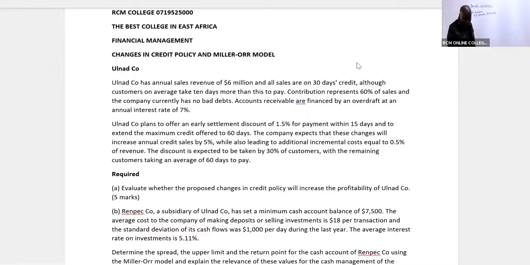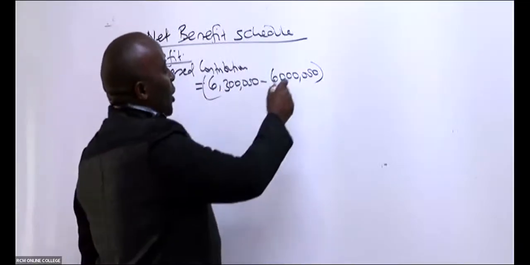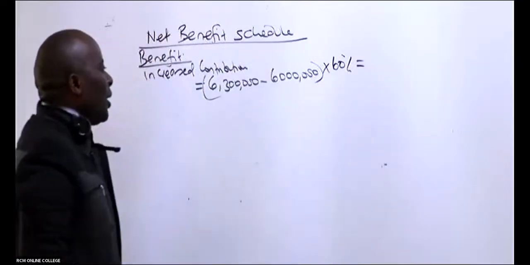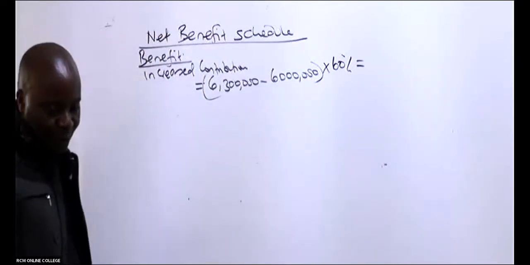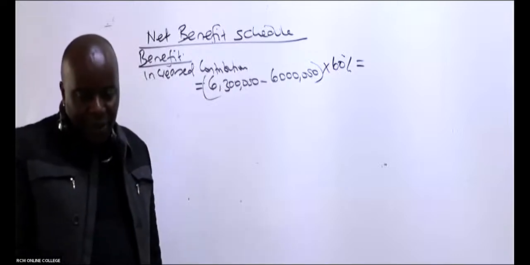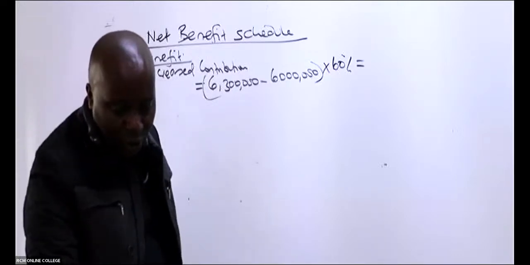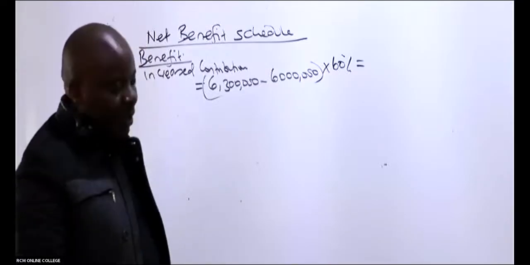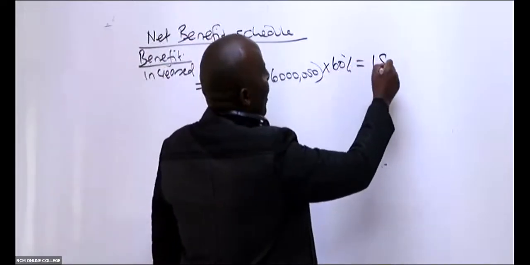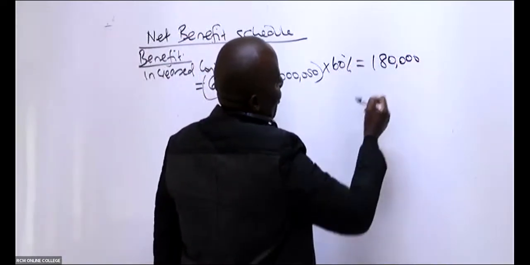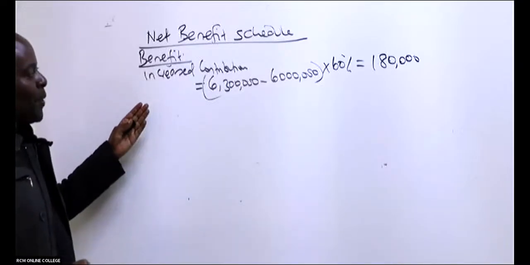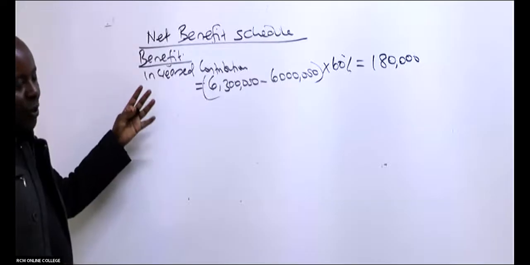So 60% of that increased sales. So times 60%. Then this will give me what figure, if you don't mind? The increased contribution. Now they are no longer talking to me. I don't know why. 180,000. So in some questions, we normally have reduced bad debts. This question does not have bad debts.